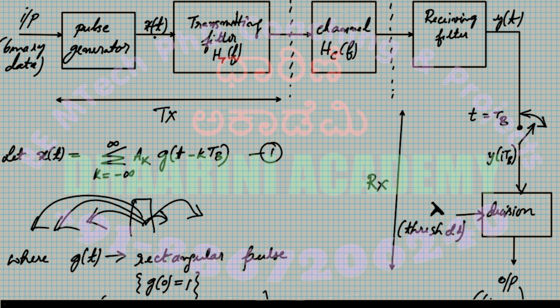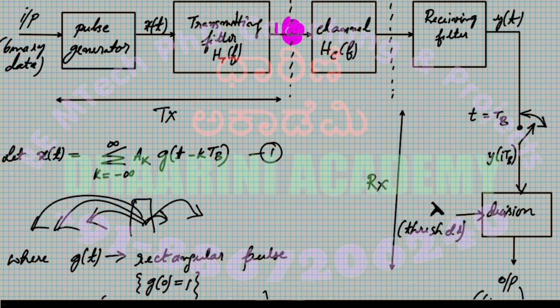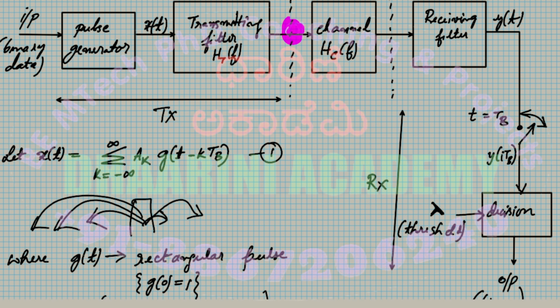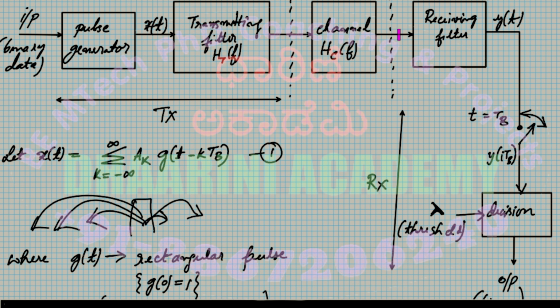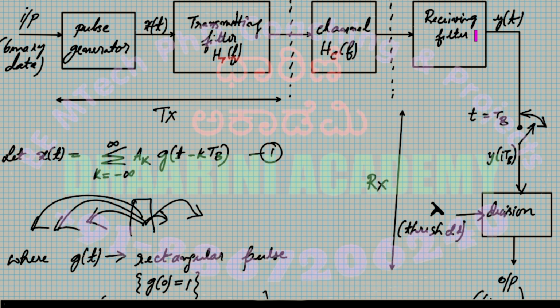So it's obvious that x of t, in the sense this part, is made up of pulses. So definitely some pulse will come at this point. Output of this filter will be some pulse. That pulse will pass through the channel. Whatever may be the response of the channel will still generate another type of pulse here. Maybe the pulse amplitude may be attenuated, or the pulse may be elongated, or something might happen, but you still get a pulse. Then there is a receiving filter whose output is y of t.